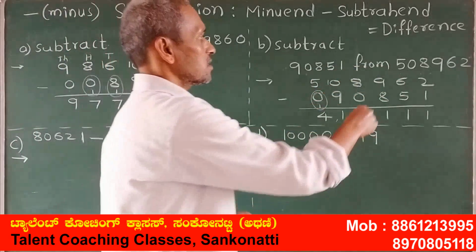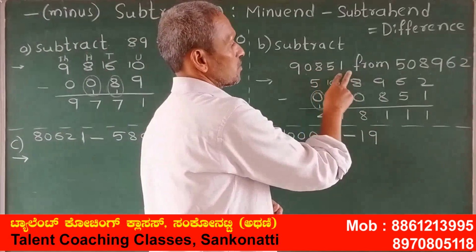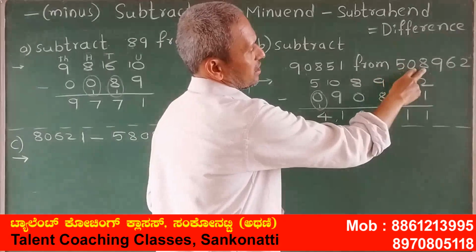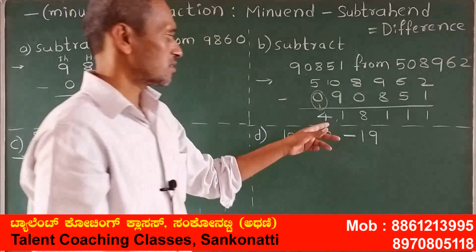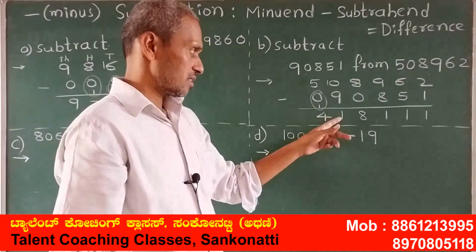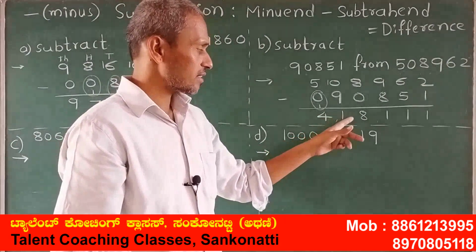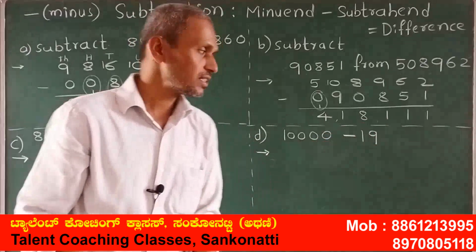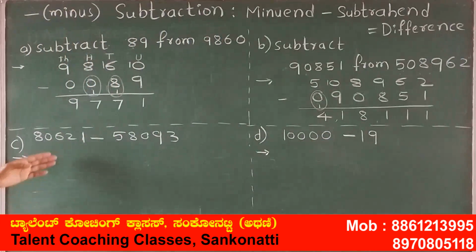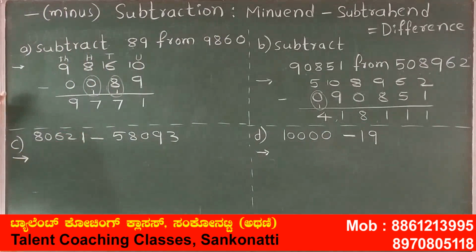If we subtract 90,851 from 5,08,960, we get the difference as 4,18,111.